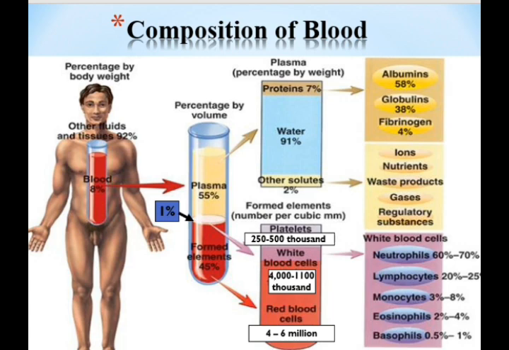What about the formed elements? Formed elements are cells. The majority of these formed elements will be red blood cells, which is 4 to 6 million. White blood cells is second, which is just 4,000 to 11,000. And then you have 250 to 500,000 platelets. Within the white blood cells, most of them will be neutrophils. Next will be lymphocytes, and then lastly you have monocytes, eosinophils, and basophils. These only turn up when things really go serious.